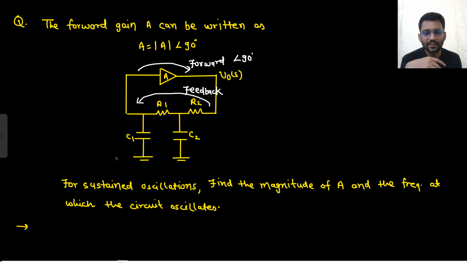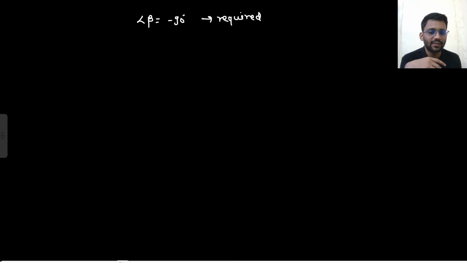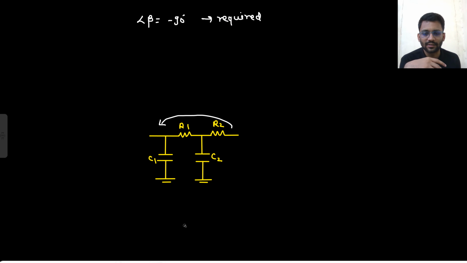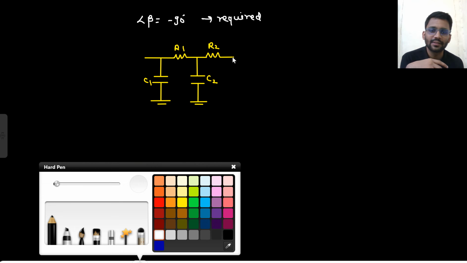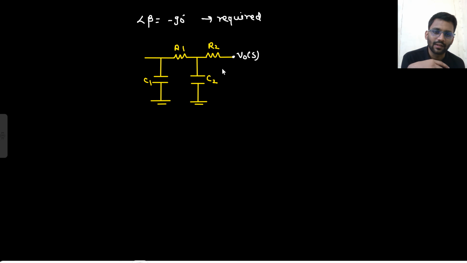So let's try finding the transfer function. You can do it on your own. Not the transfer function, we just need to find the feedback factor beta. This is our target now. This is your V naught S and this will be your VFS.